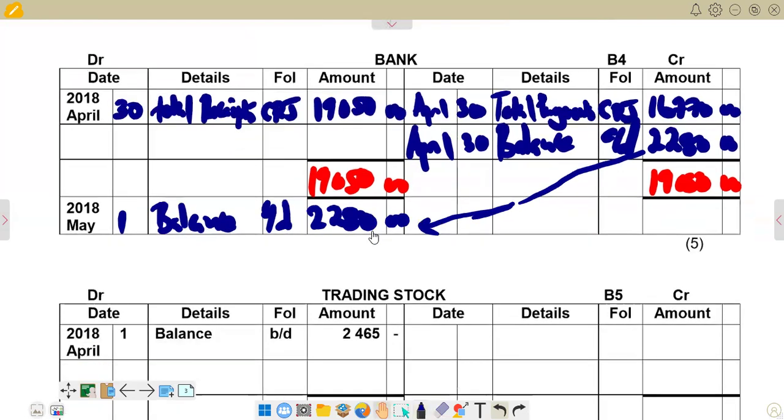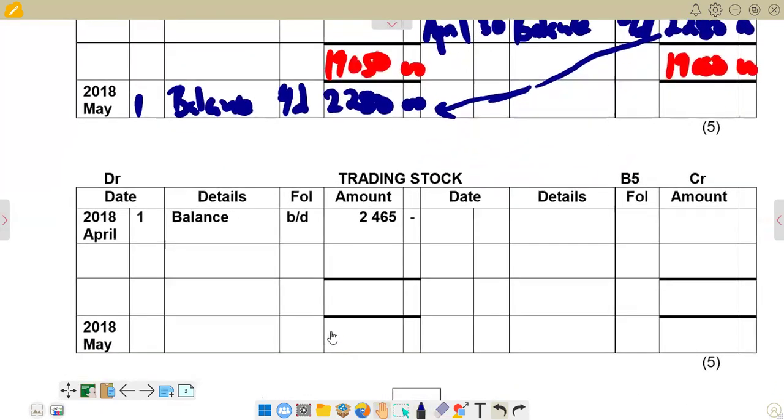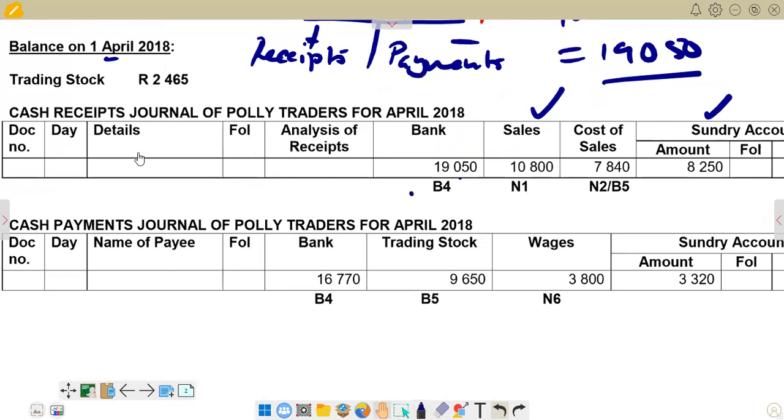Then we can just go to the trading stock account. We have got an opening balance, pre-entered, of 2,465. Then we can go back to our journals to pick the figures for trading stock. On the cash receipts journal, you'd see that the figure that is affecting our trading stock is the cost of sales, goods that have been sold, 7,840. So we are going to pick this one and transfer it to the trading stock account. The cost of sales represents that the goods are moving out of the business.